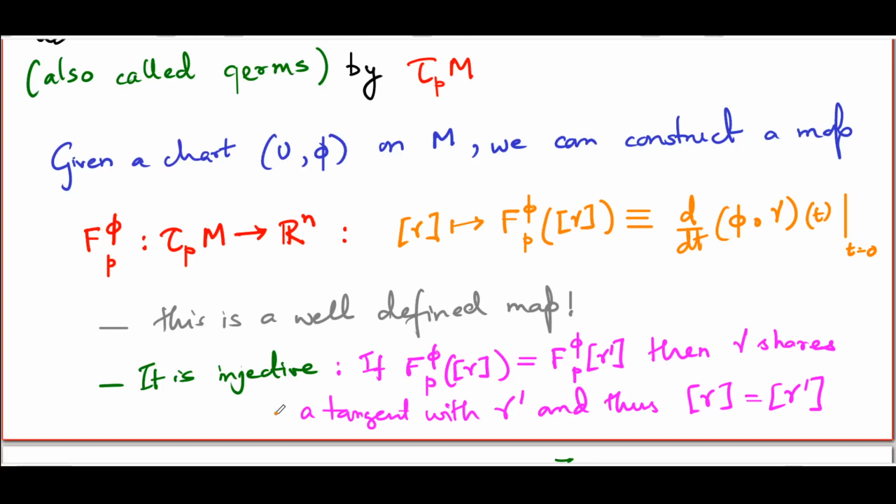Now, what is also very important is that in addition to being injective or one-to-one, this mapping is also onto, or in more fancy terms, surjective. In order to show that, what we need to show is no matter what element you pick out of R n, any bunch of n real numbers that you can pick from here, there will be some element of tau P M, some equivalence class of curves, for which f phi p will return that particular set of n numbers.